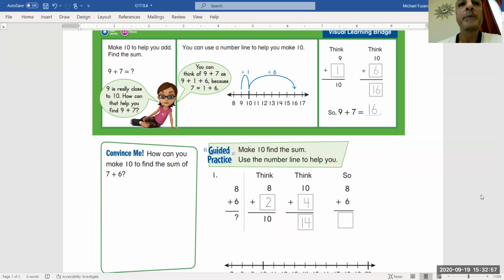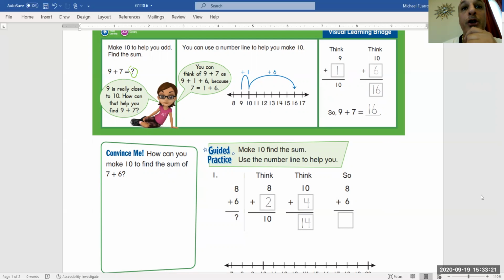So let's start in the first block. It says make 10 to help add, find the sums. So we're adding 9 plus 7 equals a question mark. So let's see what she's saying. I think her name is Marta. I think I just remembered. It's Marta. So Marta's saying 9 is really close to 10. How can that help you find 9 plus 7?